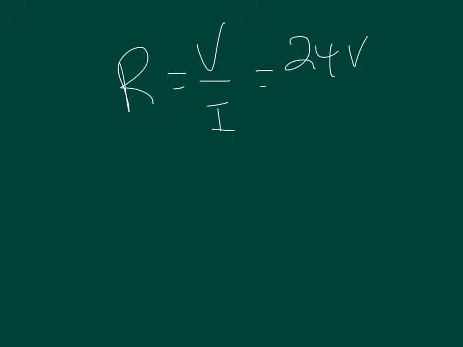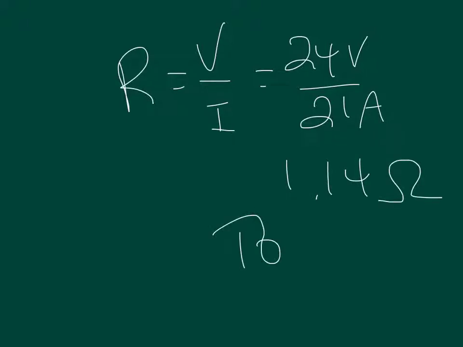And as always, we know that I is equal to V divided by R. So therefore, R is equal to V divided by I. So when I go to solve it, I can simply say R is equal to V divided by I. 24 volts divided by 21 amps is 1.14 ohms. That's the total R.